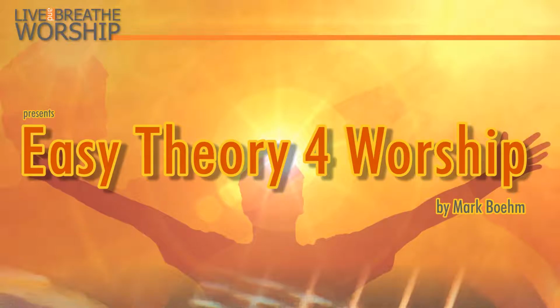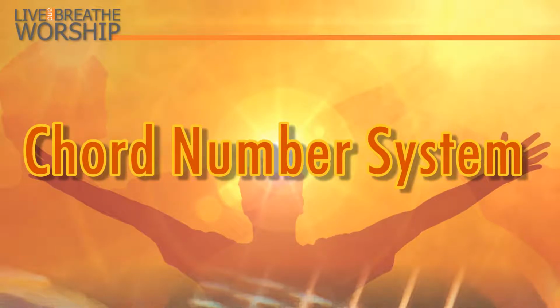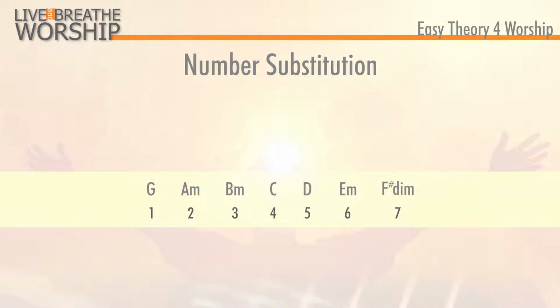On today's episode of Easy Theory for Worship, we're going to look at the subject of the chord number system. Now, the chord number system is the idea of substituting the chords in a key with numbers. Here we have the chords from the key of G, from 1 to 7. Now, if you don't know how I arrived at this, please check out my previous lesson called Chords in a Key. So we're going to jump straight into using this with a song.